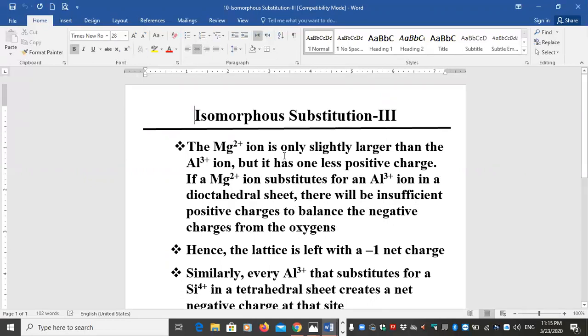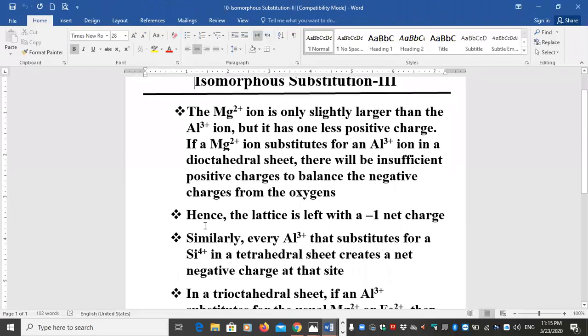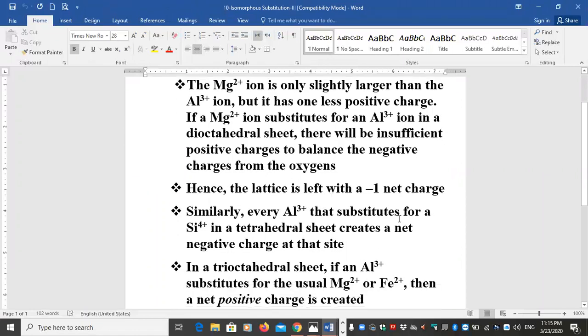Of course, the sheets are neutral. How does the neutrality come about? That means the positive charges have to equal the negative charges. The negative charges come from oxygen. Positive charges come from ions like magnesium or aluminum. So if the magnesium substitutes for an aluminum, 2 charges substitute 3 charges, so we don't have enough positive charges to balance the oxygen negative charges, so we'll end up with a negative charge. Hence, the lattice is left with a -1 net charge.